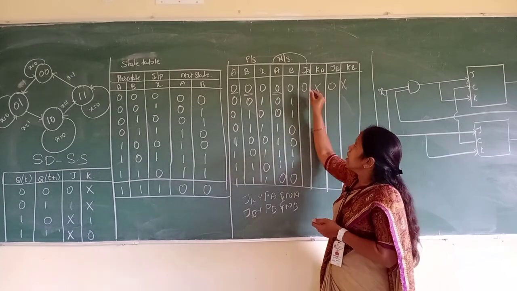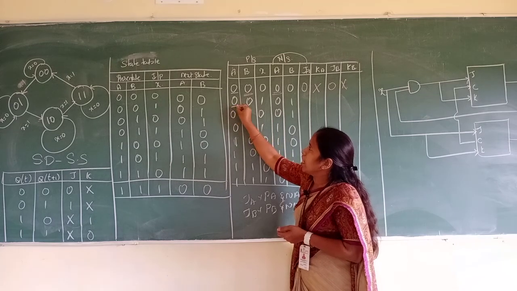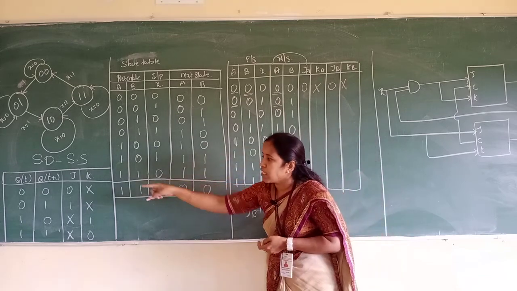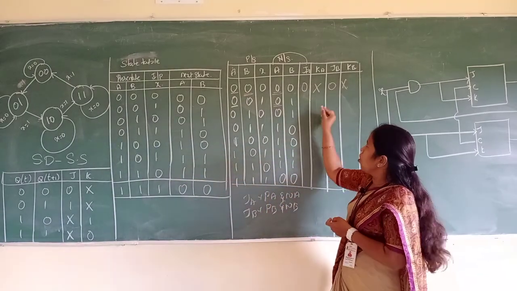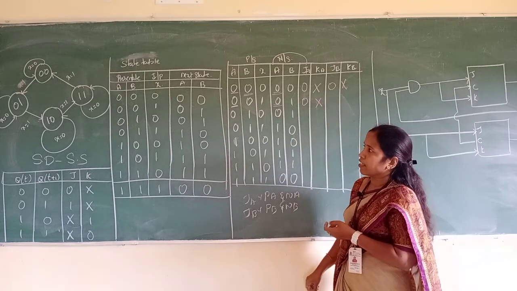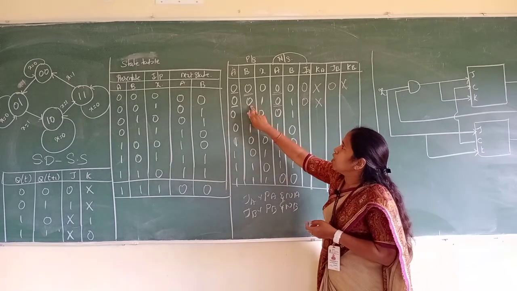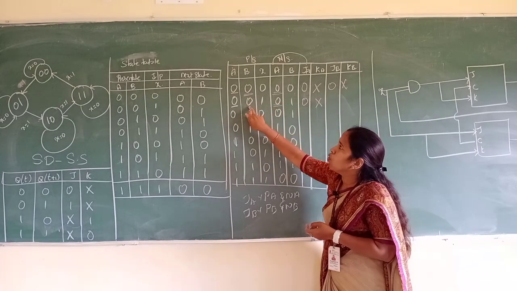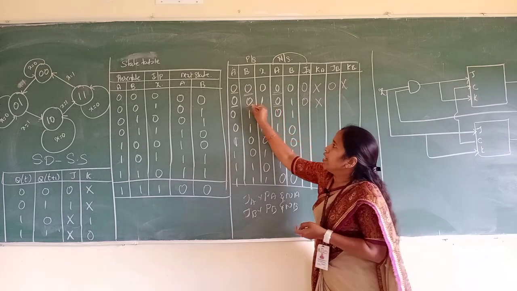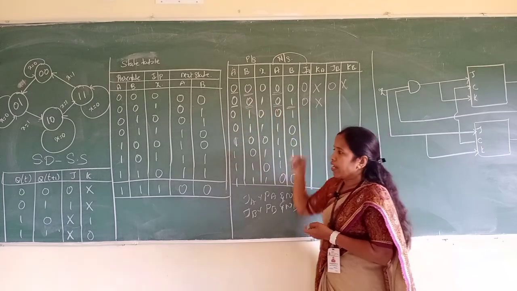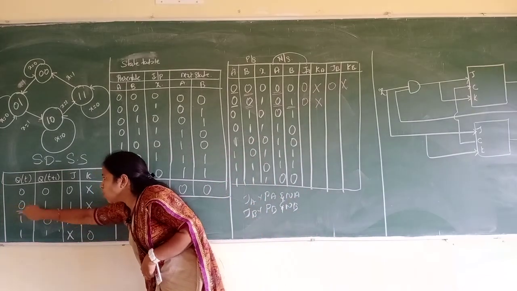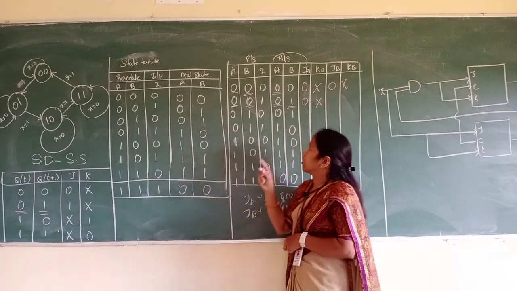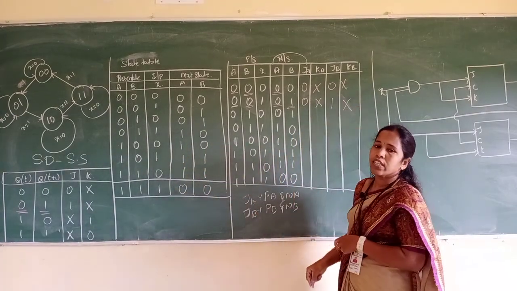Next one is JA. The A value is 0 here and it is also 0. Again 0, 0 means JA is 0 and K is X. Second one, B. The B value is 0, 1. If you check JB, KB: present state B value is 0 and next state B value is 1. Going 0 to 1, the JB value is 1 and the KB value is X.